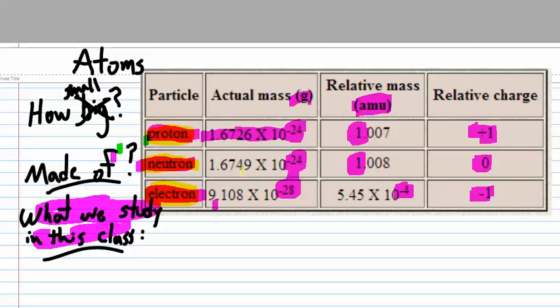But I've gone over 7 minutes, so I'm going to stop. That's the basics of how big atoms are and what's inside them, pretty much.